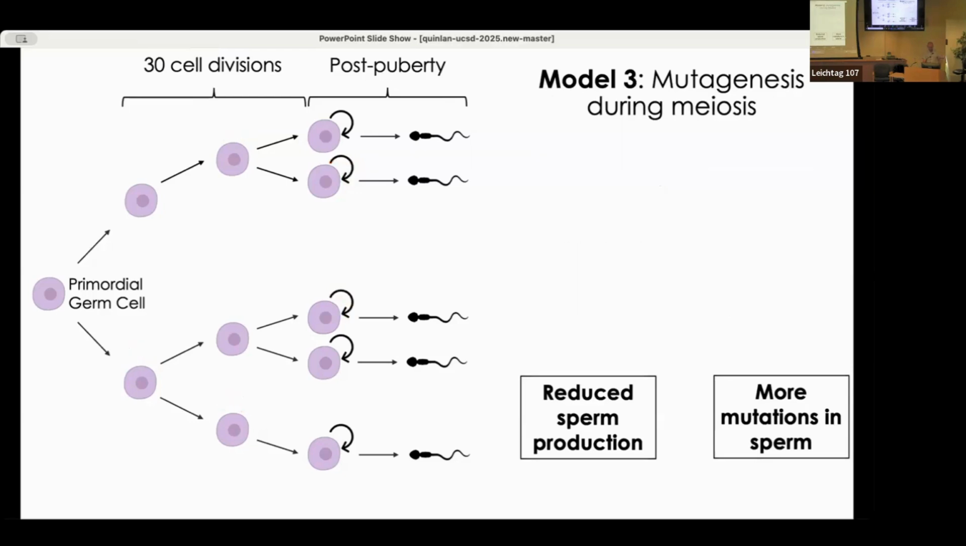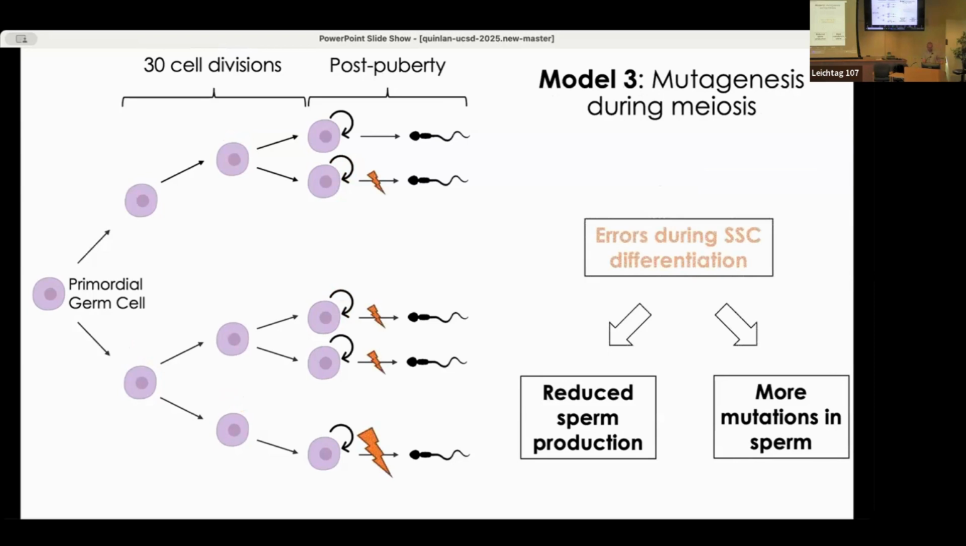And then the last model is more of a meiosis model, where something in the final steps, as those spermatogonial stem cells differentiate into developing sperm and move into the lumen of those seminiferous tubules. So there's something error-prone in meiosis in those individuals that leads to elevated mutation rate, and potentially, if that meiosis fails, then you see fewer sperm as well.